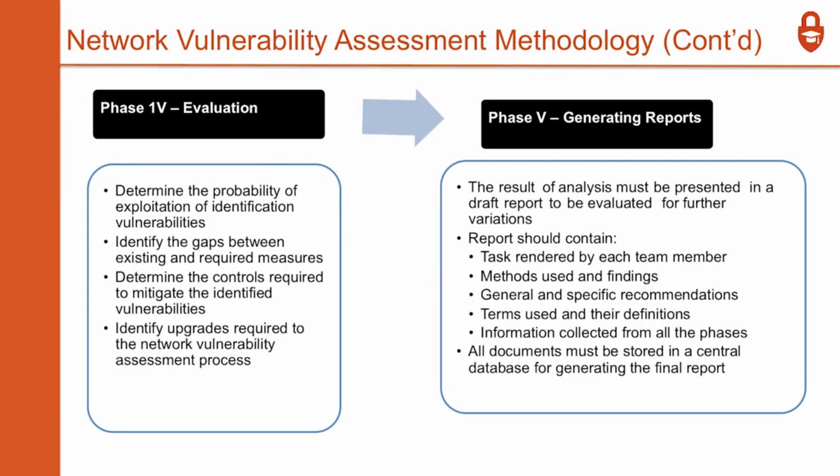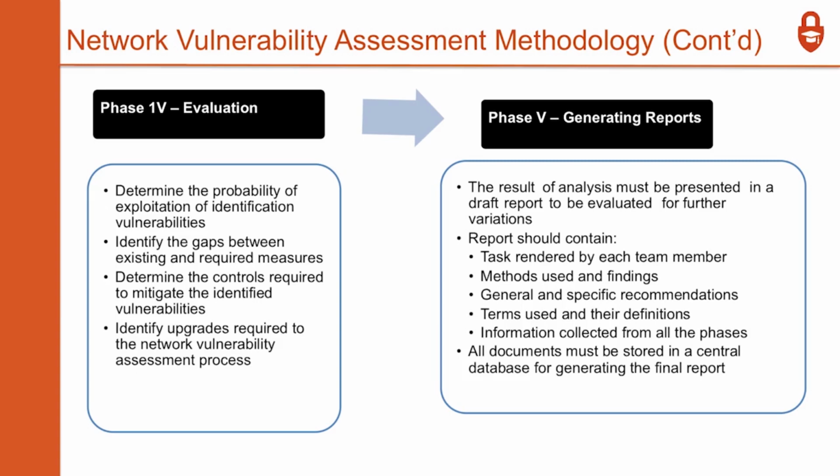Phase 4, evaluation. Determine the probability of exploitation of identified vulnerabilities. So you need to figure out how they want to consume that. What calculation models are they using, that kind of thing. Or you're going to need to create one for them. Identify the gaps in existing and required security measures. So are there gaps? You want to do the gap assessment, right? And then determine the controls required to mitigate identified vulnerabilities.